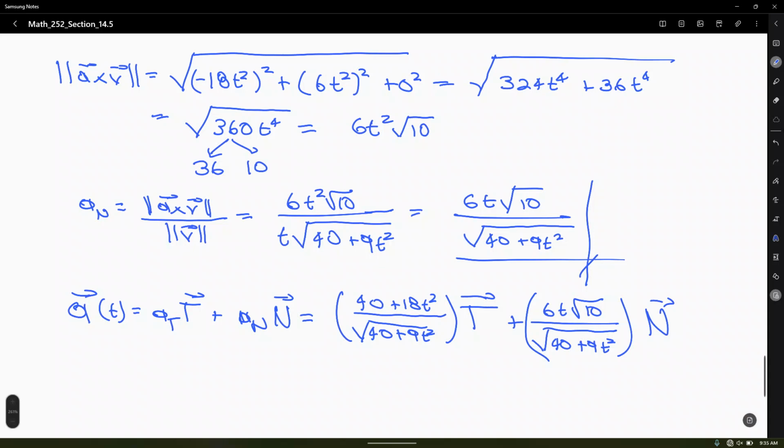In other words, this is the magnitude of the shadow of the acceleration in the direction of the tangential, and this is the length of the shadow of the acceleration onto the normal vector, towards the concave side. All right, and I believe this finishes the section.